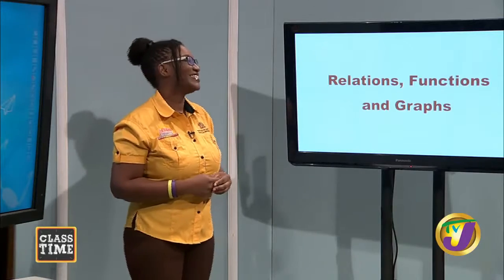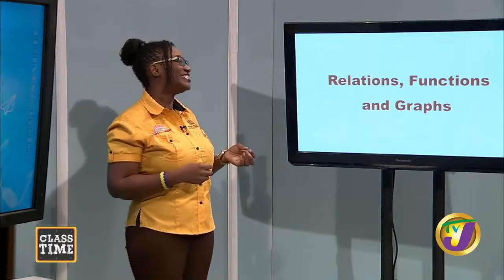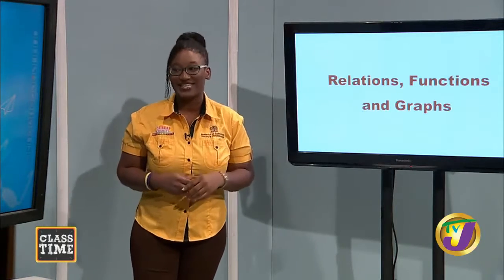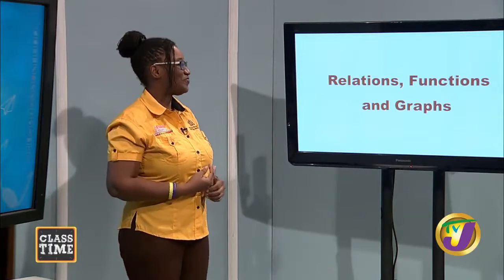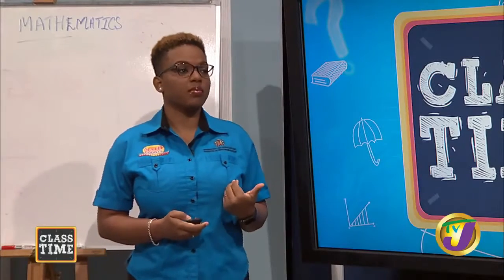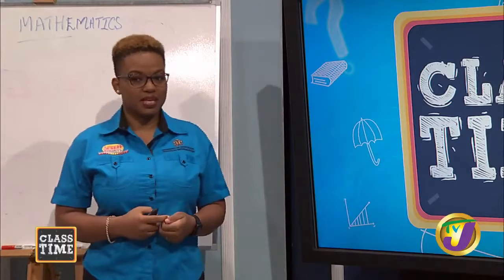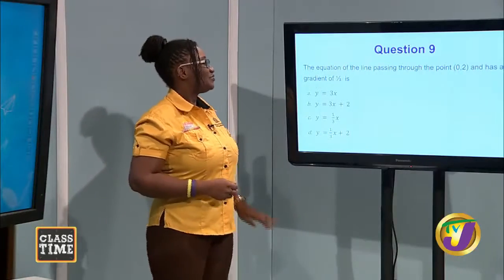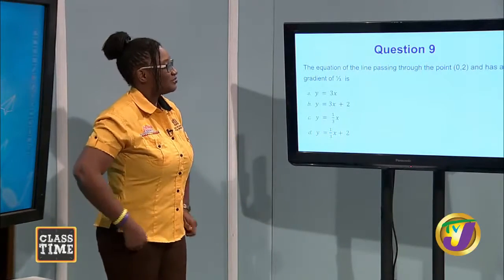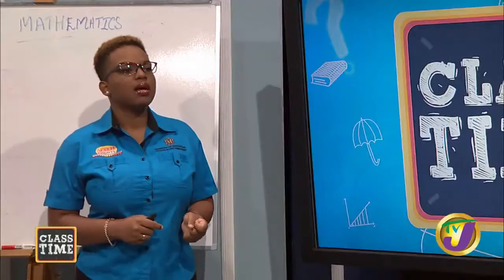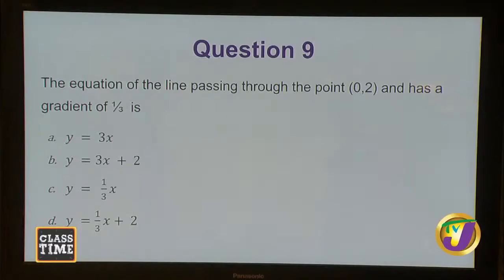Right. So now we need to transition into relations, functions, and graphs. Don't take off your algebra hat. There is some algebra here. So the equation of the line passing through the point (0, 2) and has a gradient of 1/3 is... so what are we required to do? We need to find the equation of the line.